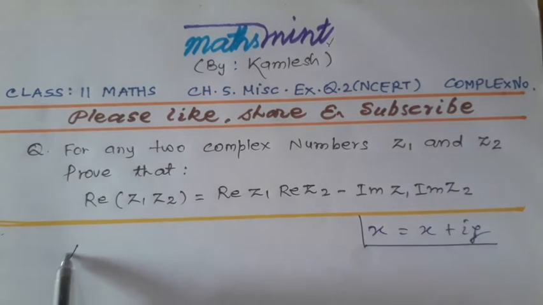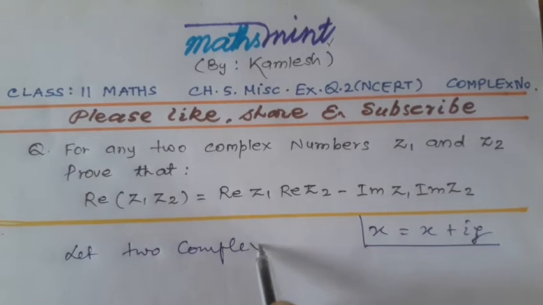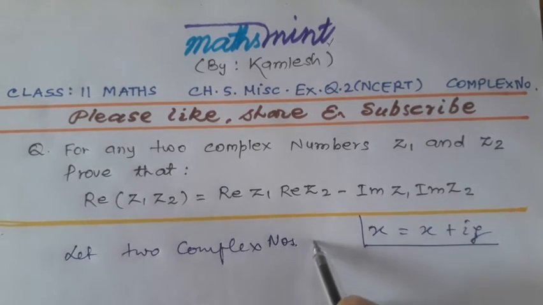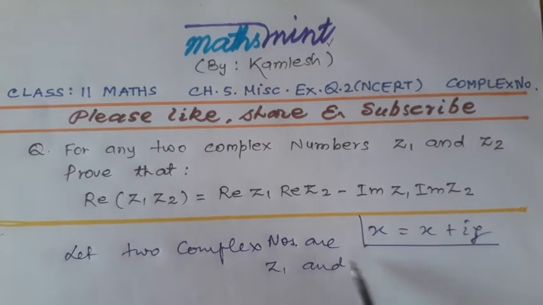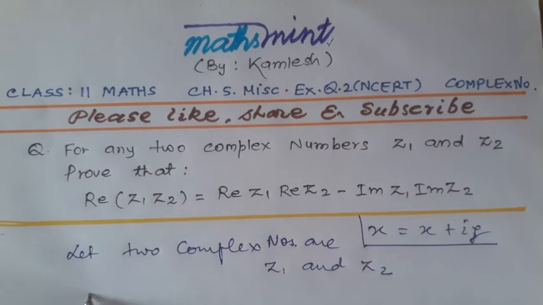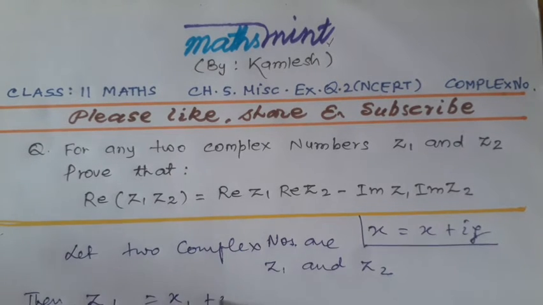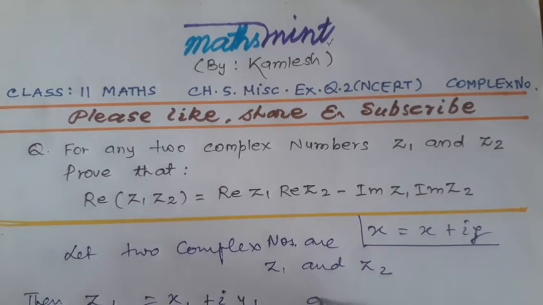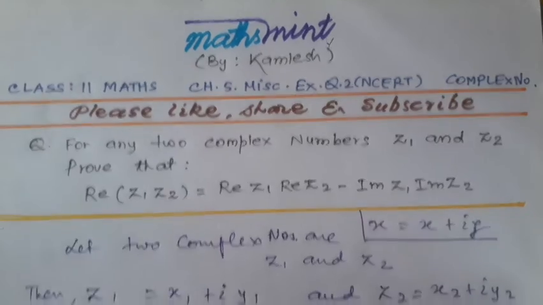So let two complex numbers be z1 and z2. So z1 will be x1 plus iota y1 and z2 will be x2 plus iota y2.